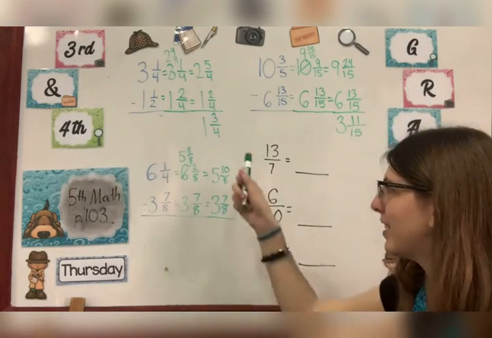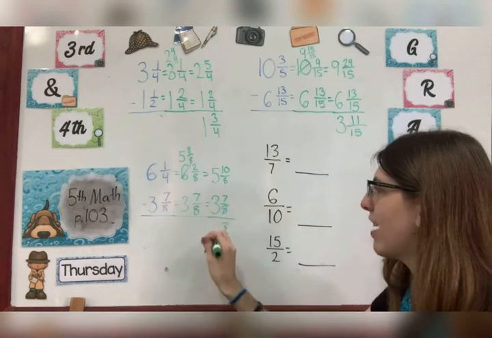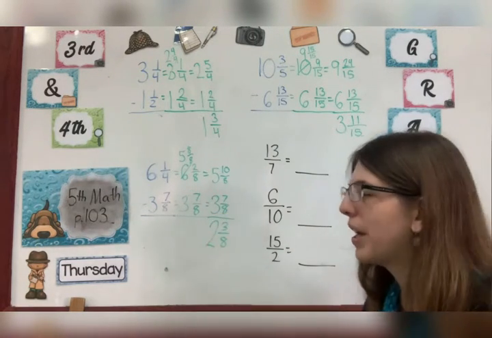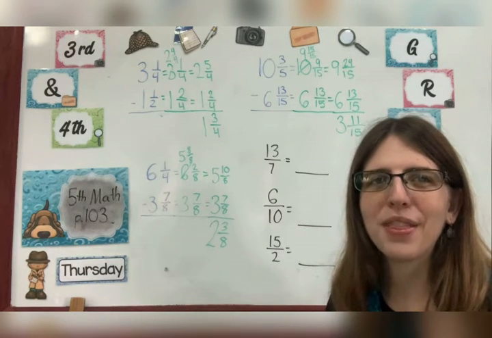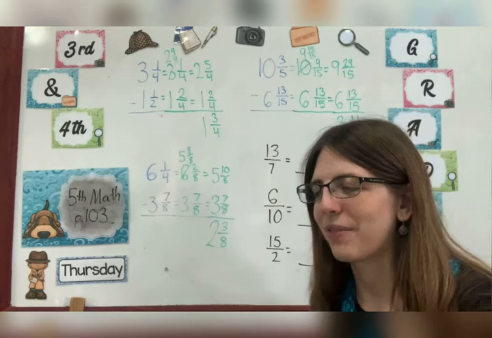Now I subtract. 10 minus 7 is 3 over 8. 5 minus 3 is 2. So my new number is 2 3/8. Can I reduce it? No, so I'm going to move on.